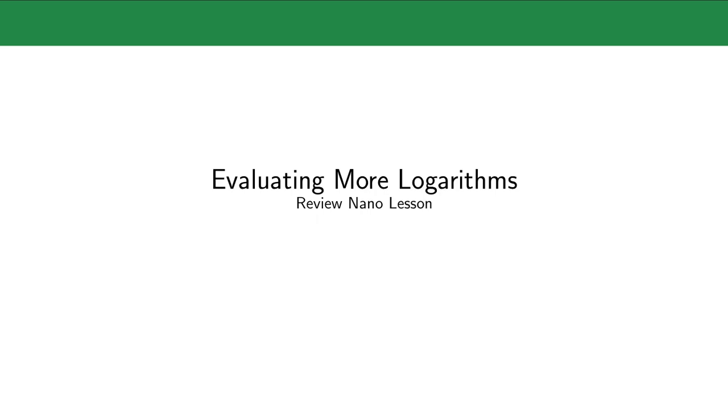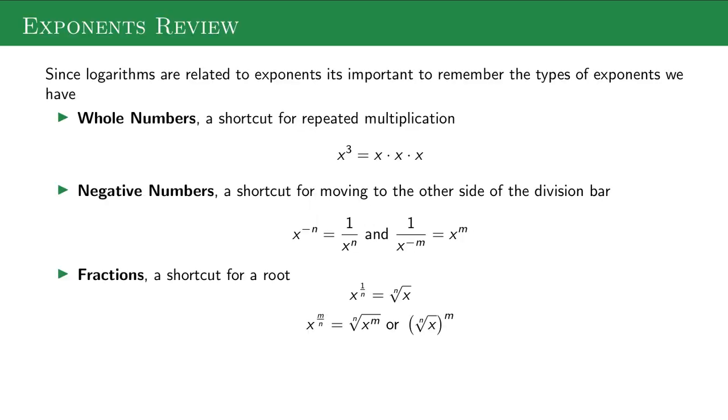In this review video, we're going to talk about evaluating more types of logarithms. I'm going to do that because logarithms and exponents are related. We just have to remember what types of exponents we have. Well, we have the basic kind of whole number exponent you've been doing for a really long time, so it means you have the same number of copies of an x. We have negative exponents, which kind of turn things into fractions or turn them not into fractions. And then fraction exponents, which are just shorthands for roots. So the 1/2 exponent is actually the same as the square root.